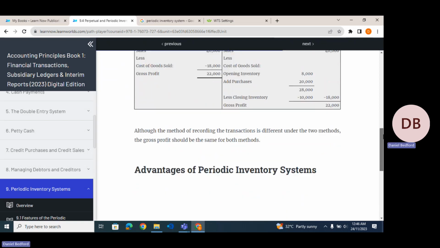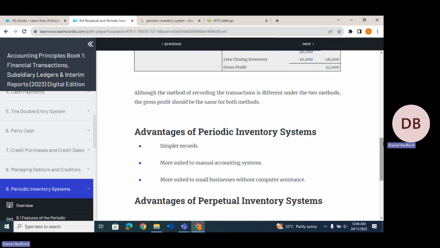So what are the benefits of this method? Well, it's simple, literally. Go in at the start, count what you have. Go in at the end, count what you have. The difference is what you've sold. It's more suited to small businesses without computer assistance, and I agree with that. So simple, easy to use for small business.